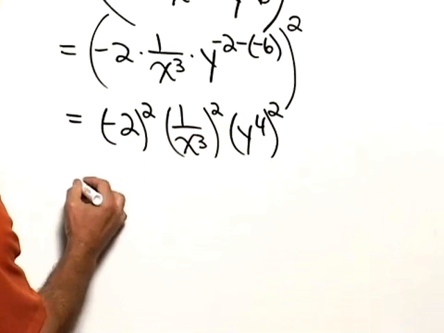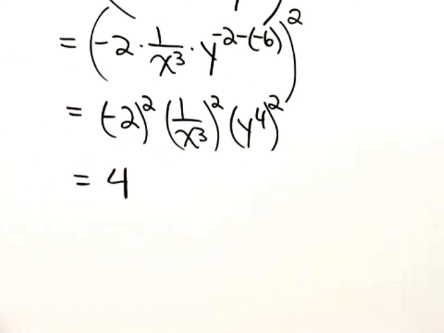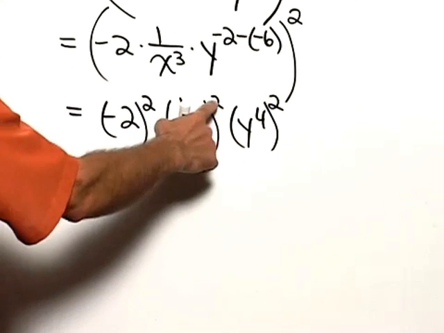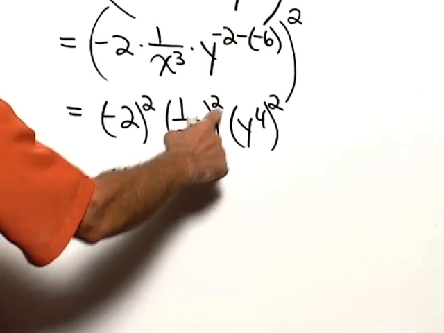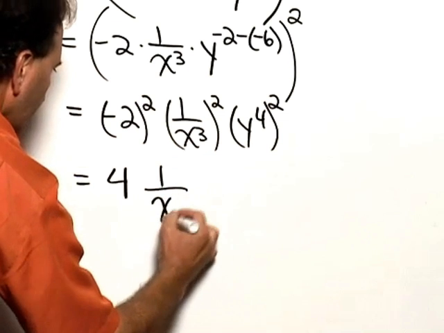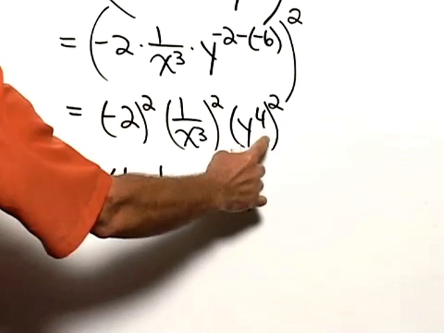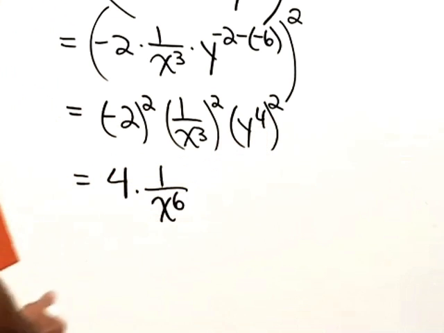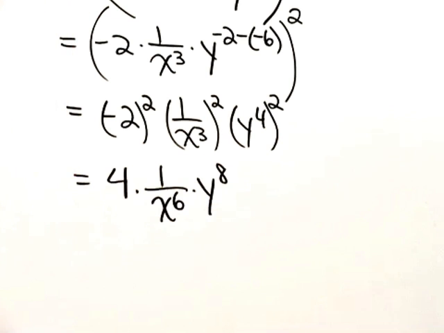Let's simplify each of those. Negative 2 squared is positive 4. 1 squared, of course, is 1. X cubed squared, we multiply the powers. That gives us 1 over x to the 6th. Here we multiply the two powers together. 4 times 2 is 8, so it's times y to the 8th.